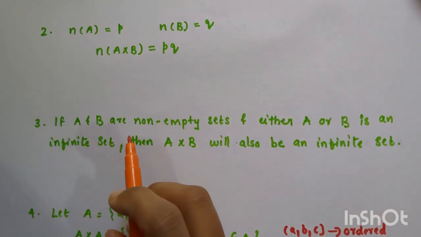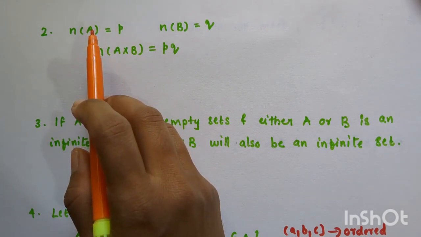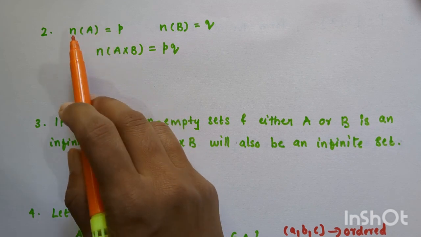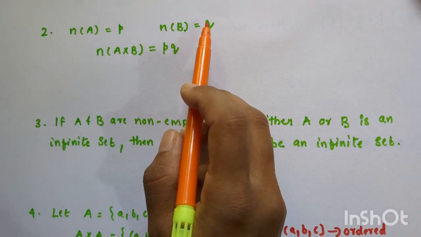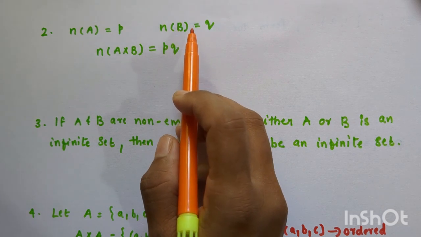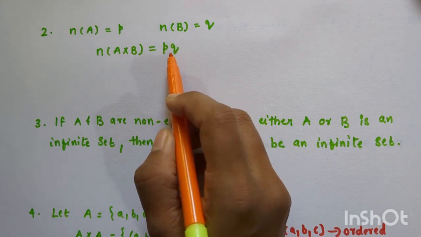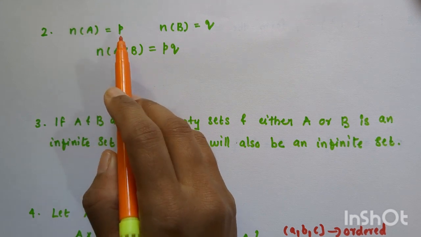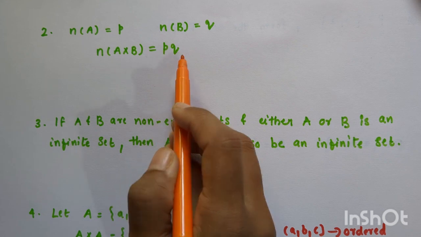Now, let us see the second remark. If there are p elements in A, that is, the number of elements in set A, n(A), is equal to p, and if there are q elements in set B, that is, n(B) is equal to q, then there will be p times q elements in the Cartesian product A cross B. That is, if n(A) is equal to p and n(B) is equal to q, then n(A × B) will be equal to p times q.